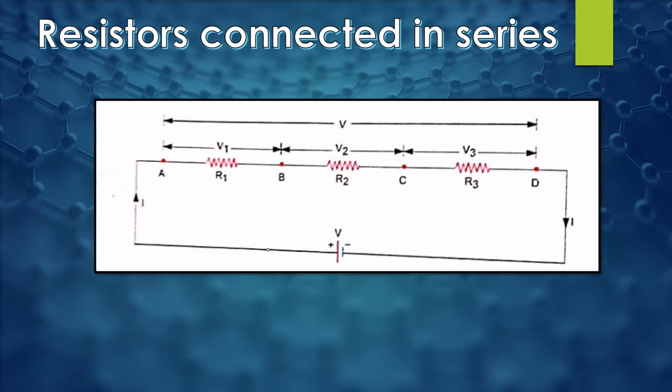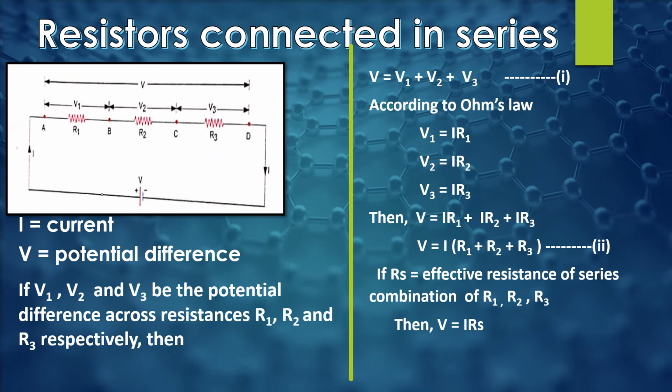Two or more conductors are said to be connected in series if they are connected one after the other such that the same current flows through each conductor when some potential difference is applied across the combination. Consider three conductors having resistances R1, R2 and R3 connected in series across a cell, which is shown here.